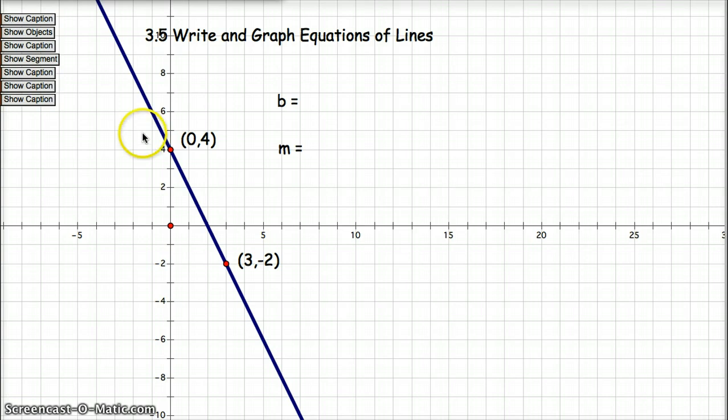So if I wanted to write the equation of this line, I need to find the slope and the y-intercept if I'm going to put this into slope-intercept form. Well, what's the easiest thing to find right away? Generally, it is your y-intercept, and in this case, your y-intercept is where the graph crosses the y-axis. The y-intercept is right there at 4 on the y-axis, or (0, 4) as a coordinate. So your y-intercept is positive 4.